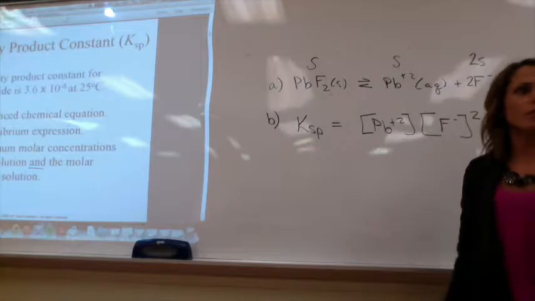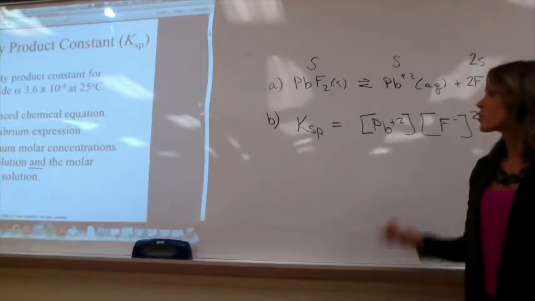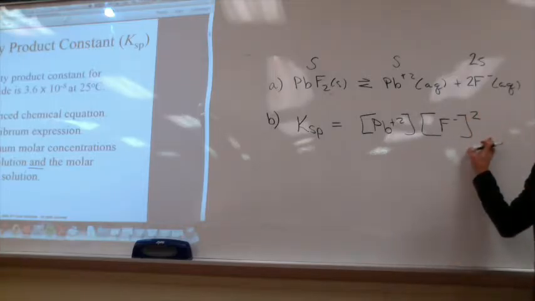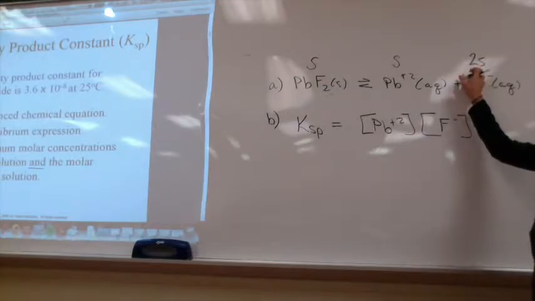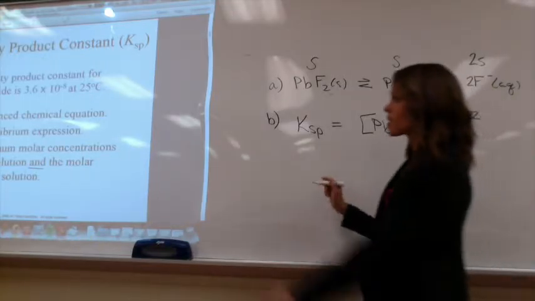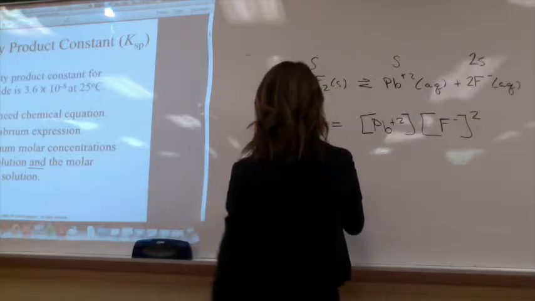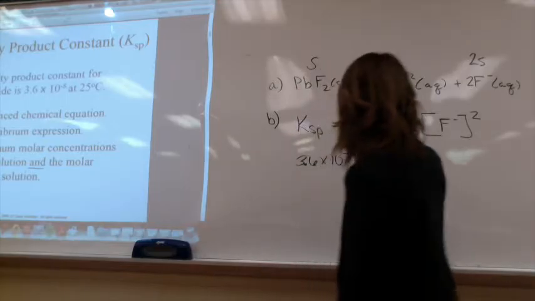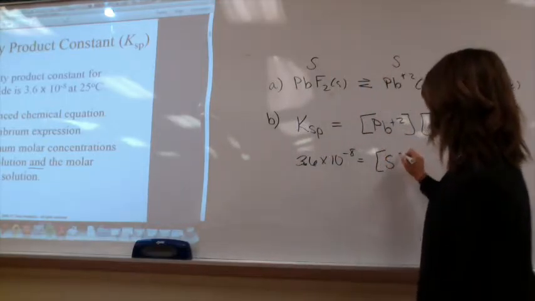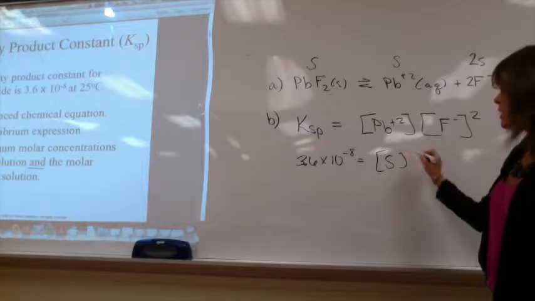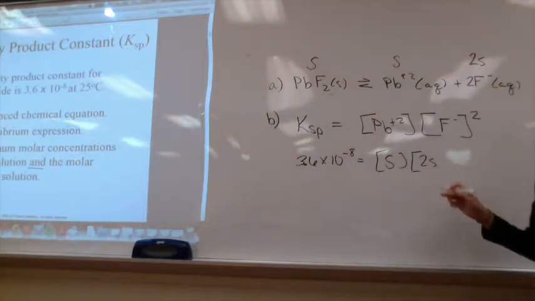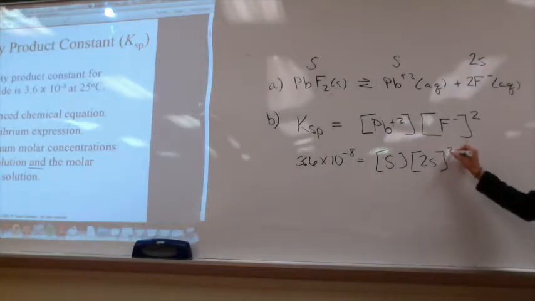These S values are the concentrations, right? Because otherwise you might accidentally confuse yourself and plug it back in here and then accidentally square it again. We're not squaring concentrations, right? The concentration of fluoride is just double that of the lead. So now I'm going to solve for the KSP by plugging in 3.6 times 10 to the negative 8 is equal to S. Do you see that? What do I plug in here? 2S because I wrote it. That's why I write things like that for myself so I don't confuse it. And then that's squared.